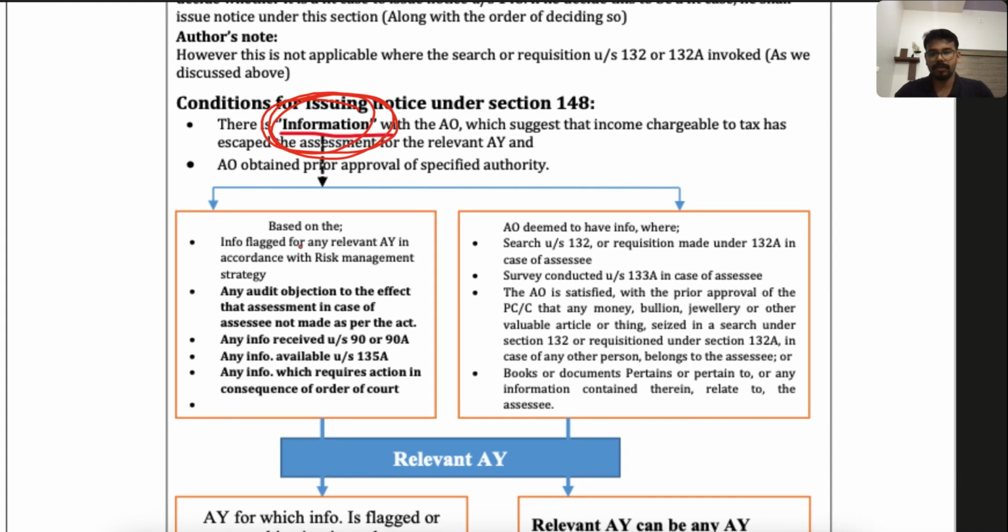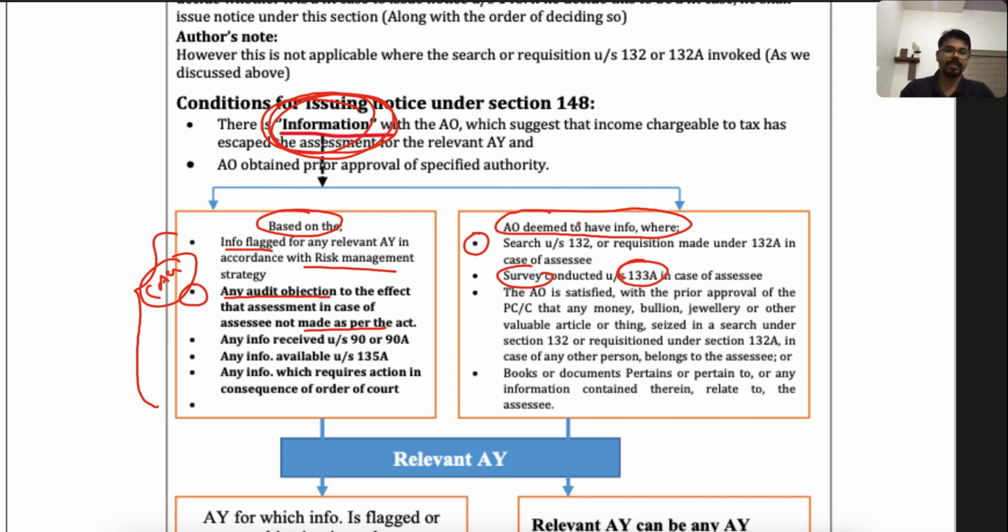Okay, when there is certain information flagged in any assessment year in accordance with the risk management strategy, or any audit objection to the effect that the assessment was not made as per the act. This is also an amendment, because earlier an audit objection under CAG was the only thing they were given. Now any audit objection can be given. So based on this, the assessing officer might be having information, or in certain cases the assessing officer is deemed to have some information, in case a search is conducted, or a requisition under 132A is made, or a survey is made under 133A. So if the assessing officer did the search, did the requisition under 132A, or did the survey under 133A, in that situation the assessing officer will be deemed to have information that the income has escaped.